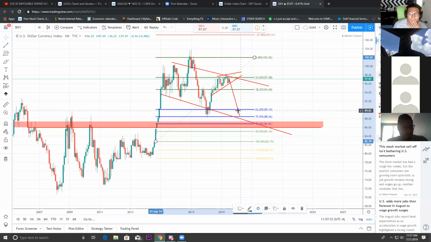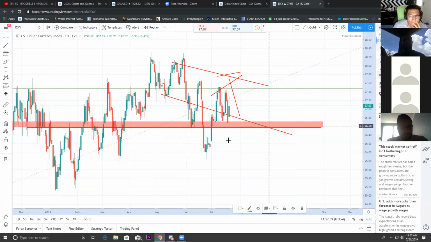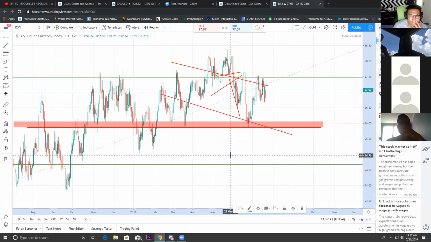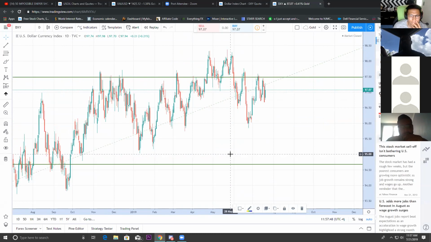But overall, let's drop down to the daily chart for a second. Look at that. You see how in the long term picture of the month, it showed us there was an overall downtrend, right? Now, what are we paying attention to? Compress your screen a little bit.